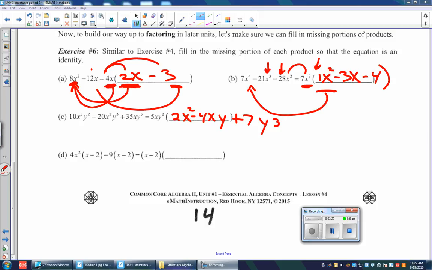Had to check this one out a couple times. I think that's right. 2x squared minus 4xy plus 7y cubed.